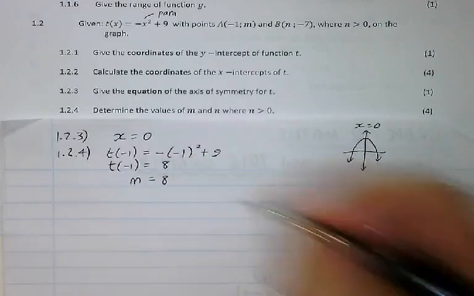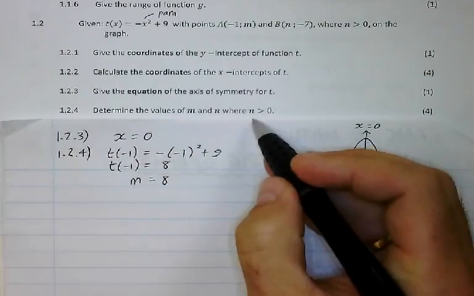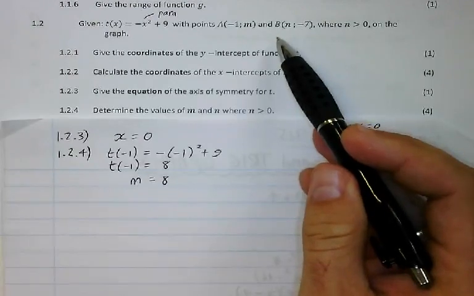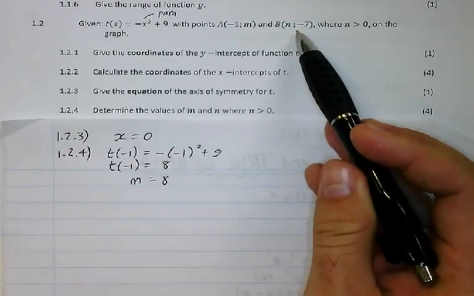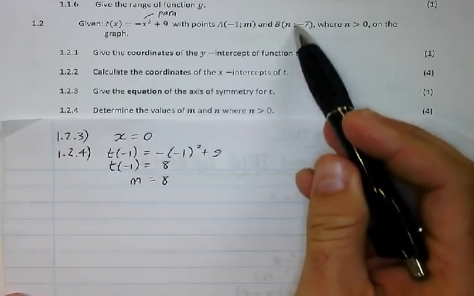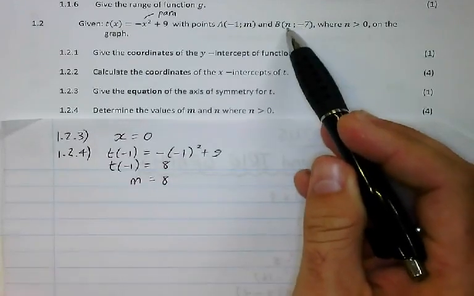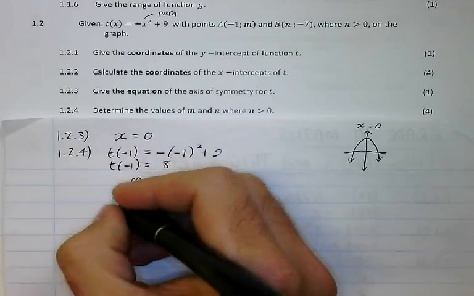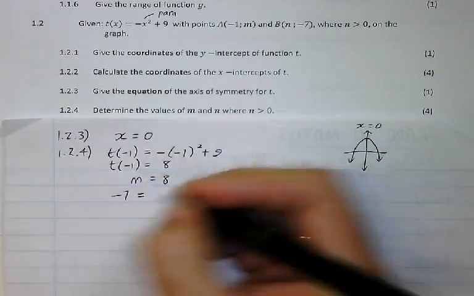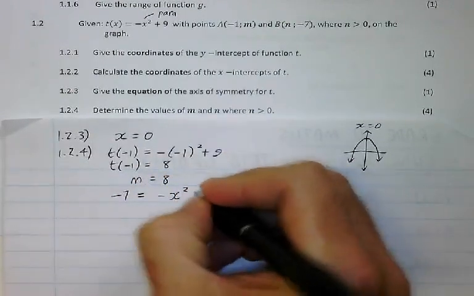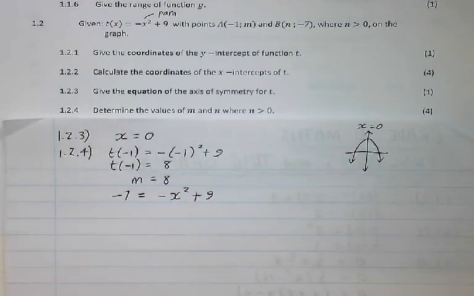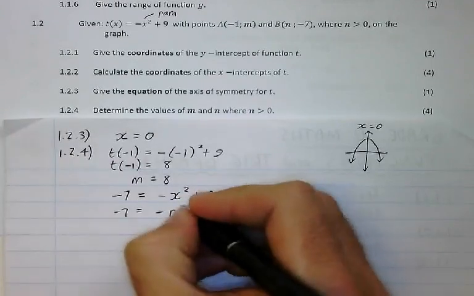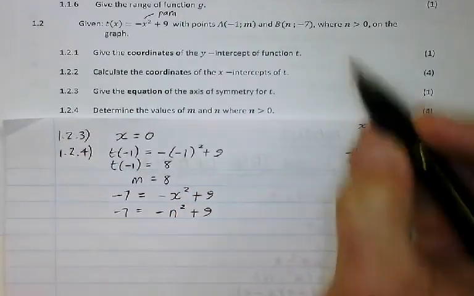Lastly, they ask us to work out n's value. n is the unknown x value when the y value is -7. So we make y equal to -7 and sub n in place of x. So here we go. -7 is equal to -x squared plus 9. So we need to solve for x, or maybe I should write it rather as -n squared plus 9, because n is my value for x.